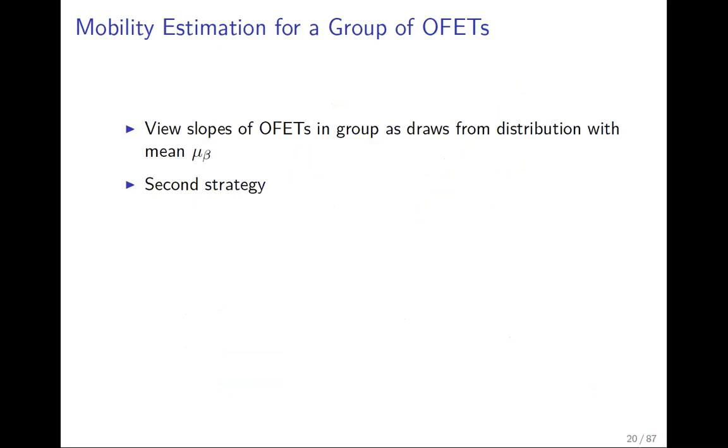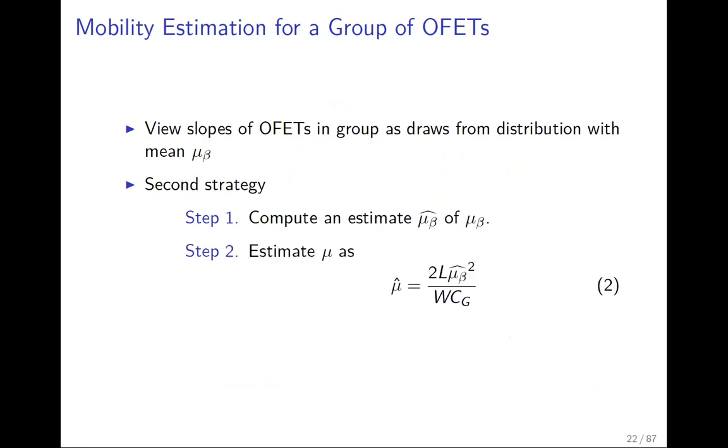An alternative strategy stems from viewing the slopes of the OFETs in the group as draws from a distribution with mean mu beta. In this alternative strategy, we first compute an estimate mu beta hat of mu beta. This may involve fixing a regression range as in the first strategy. We then compute a group-level mobility estimate by plugging mu beta hat into the formula from earlier.